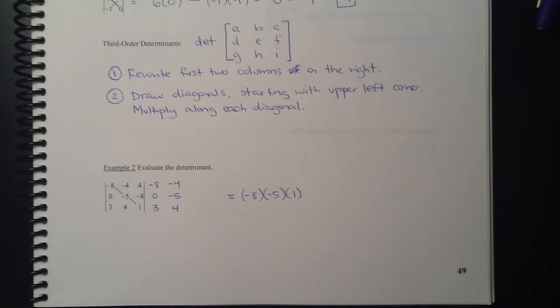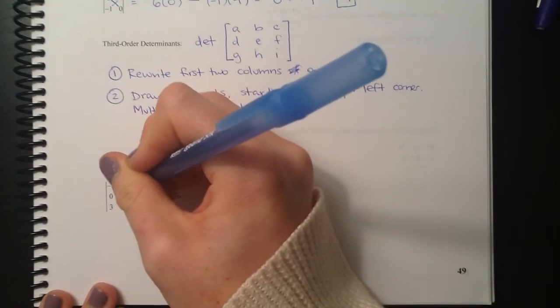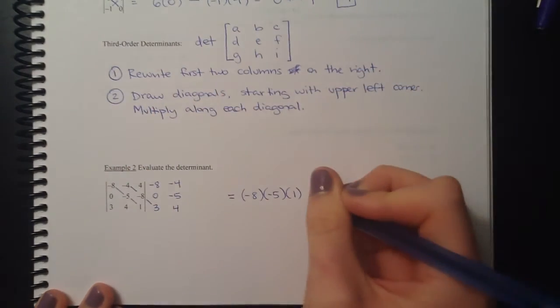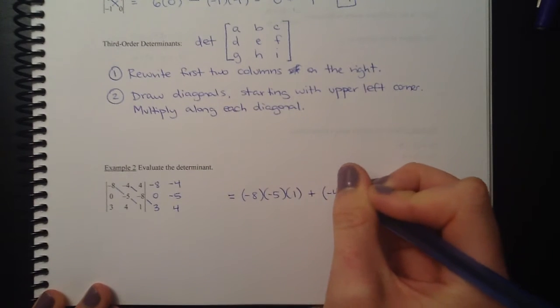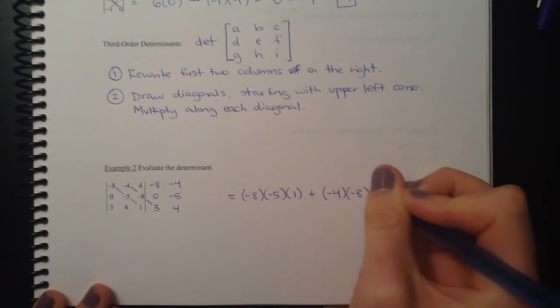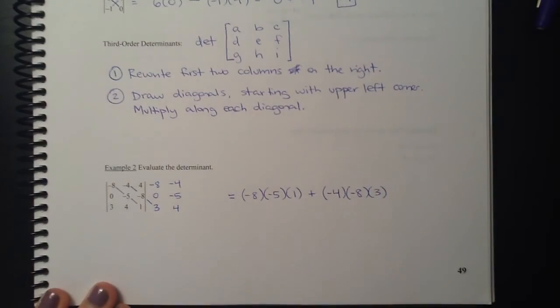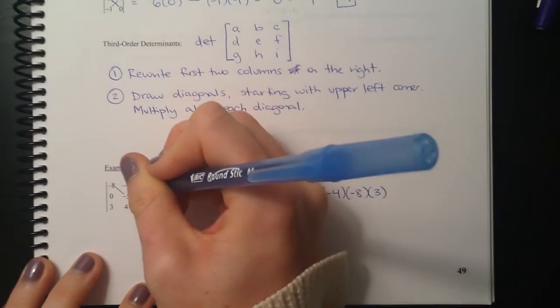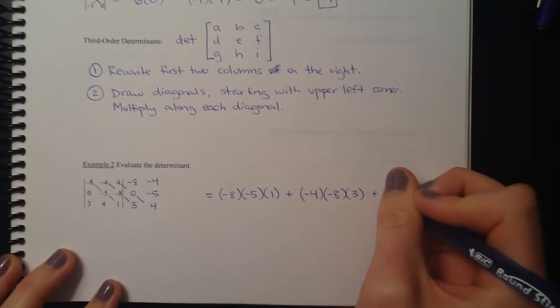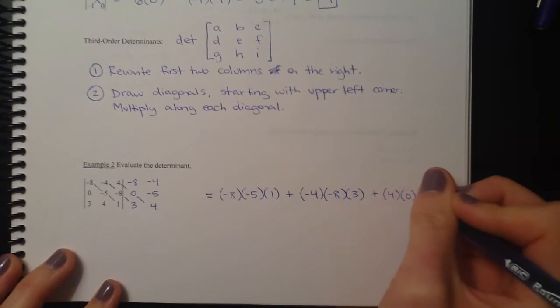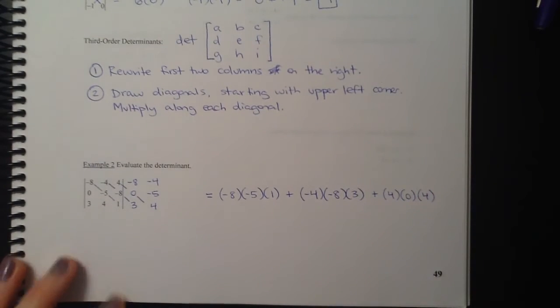Okay, and then we're going to keep going down, and we're going to add them all together. So multiply down, and then plus -4 times -8 times +3, and then do that one more time with the third diagonal. And then plus 4 times 0 times 4.